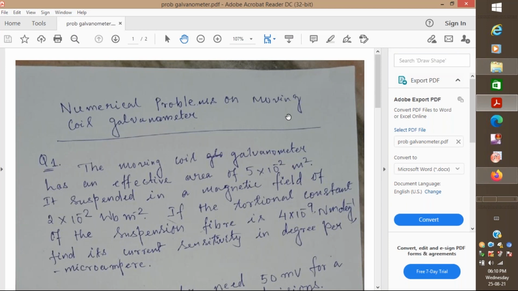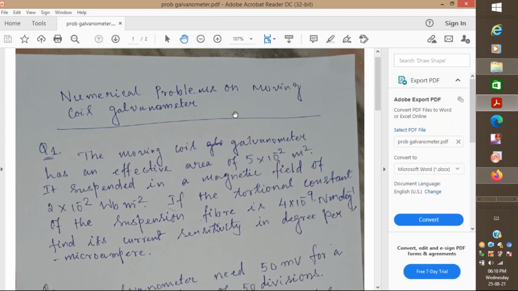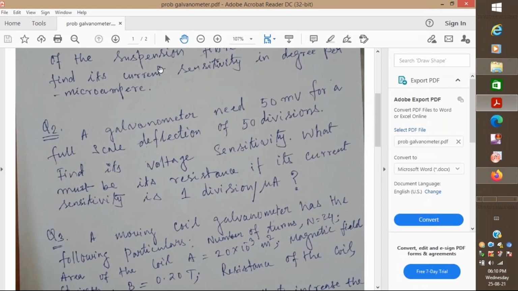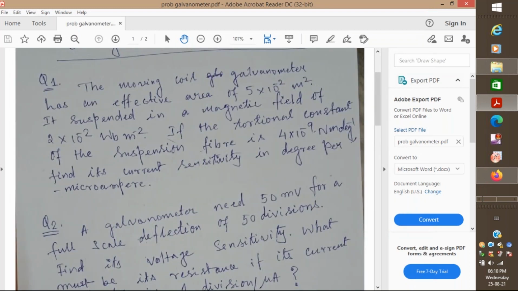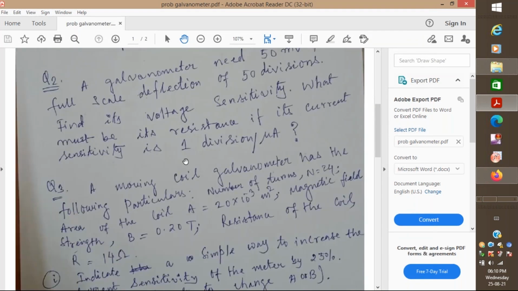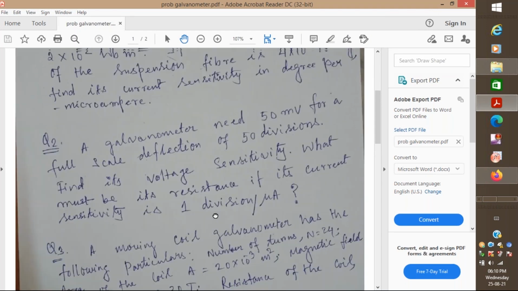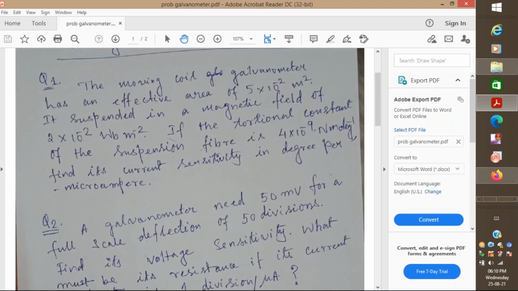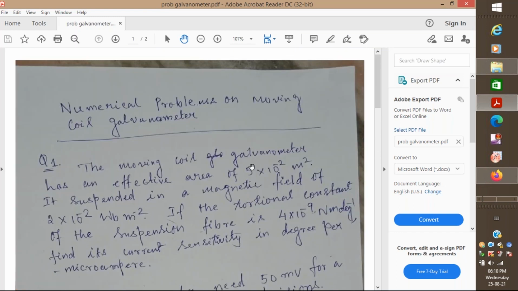I have picked up some numerical problems from this moving coil galvanometer topic, and these are the questions which I have selected. These are actually from your previous year's exams or from some competitive exams. So I have picked up some 5 questions from here on the galvanometer. Then, if time permits, I'll take up a few other problems from other topics as well.